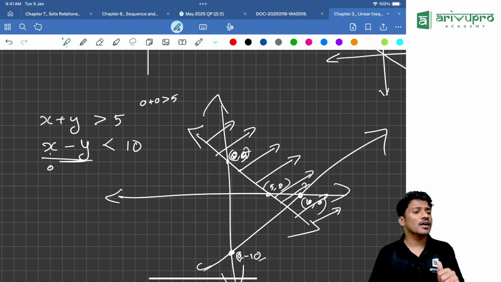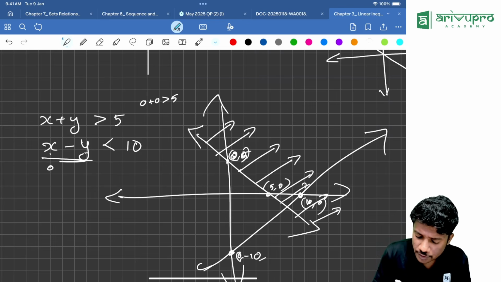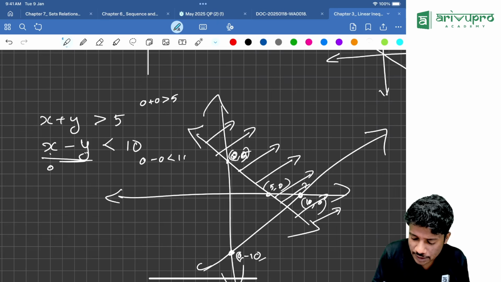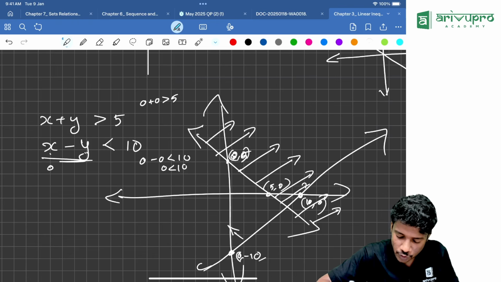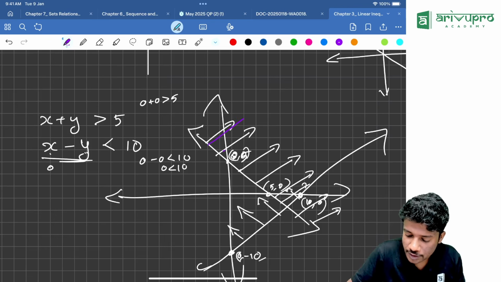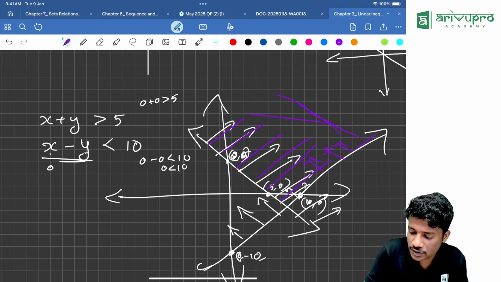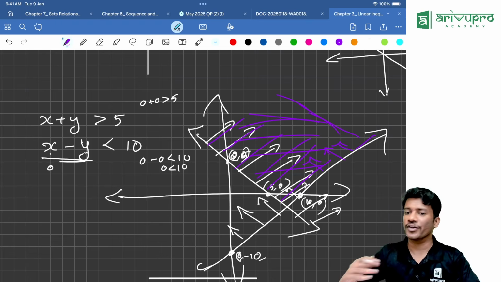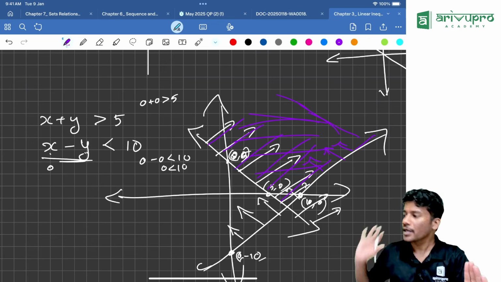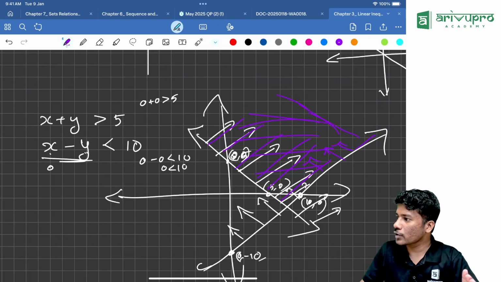Now my next question. Assume the origin over here, that means 0 minus 0 less than 10. Is that possible? 0 is less than 10, right? Yes, that means this is towards the origin. Now my question is, what is the common area? This is the only common area, because this is coming towards this side. That means all of this is the common area. Got the point, people? That's all you need to know. When we solve questions, you will understand it better. Any doubt? Online? No doubts?